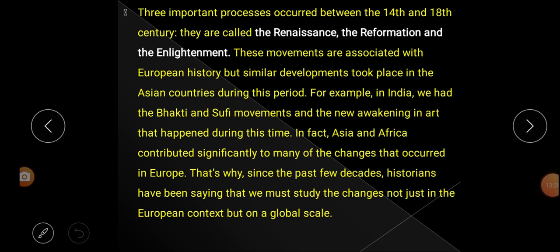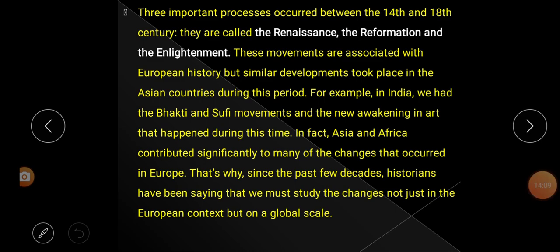Next paragraph. Three important processes occurred between the 14th and 18th century. Listen carefully. So what were the three important processes? The first one was the Renaissance, the second the Reformation, and the third the Enlightenment. So these were the three important processes that occurred during the 14th to 18th century: Renaissance, Reformation and Enlightenment.